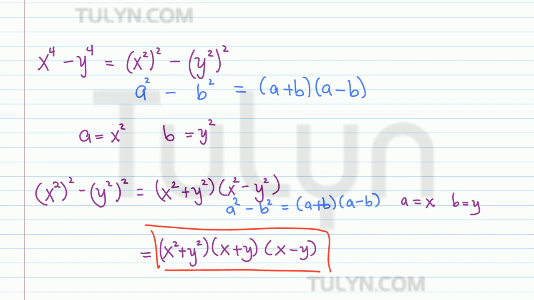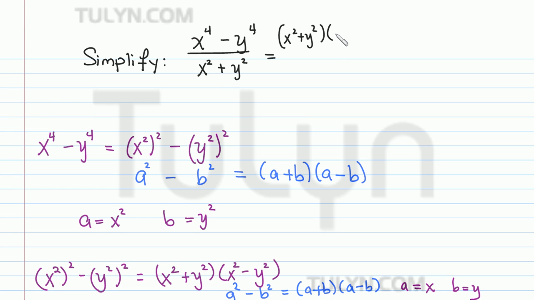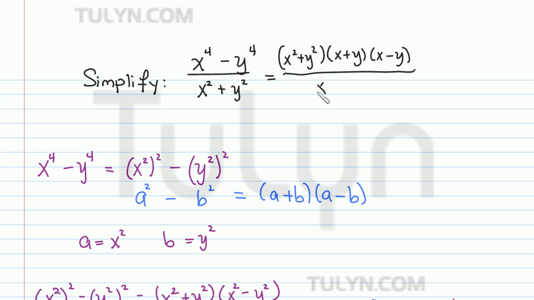So this is our factored formula for x to the fourth minus y to the fourth. Let's plug it back in to the beginning. So the numerator becomes x squared plus y squared times x plus y times x minus y. And then the denominator just stays x squared plus y squared, because remember, there's no formula for the sum of squares, only the difference of squares.